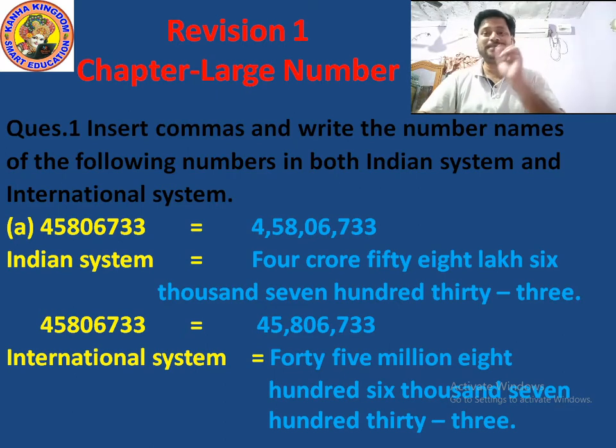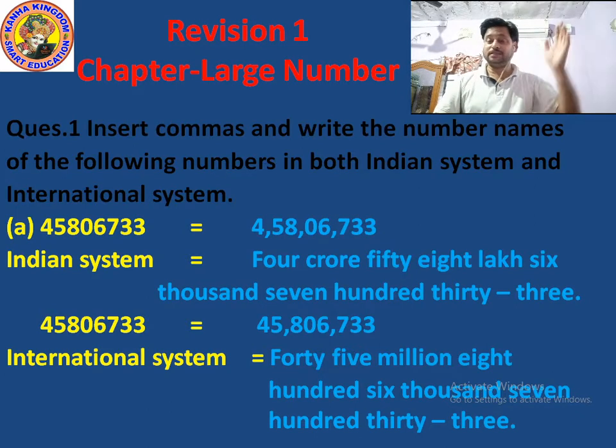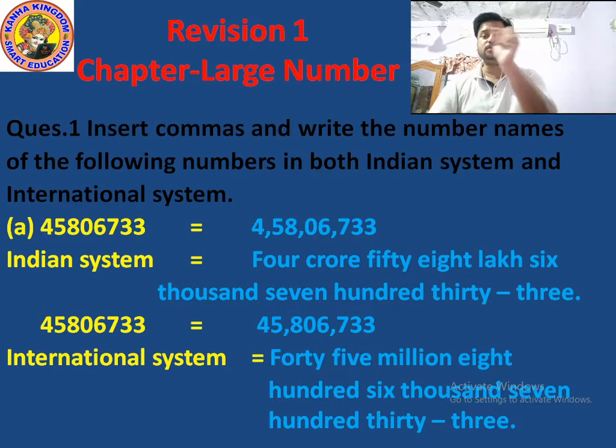So exactly how you put commas like this from the left hand side. Here you start from the right hand side, but from the left hand side how do you insert commas? 45 comma 806 comma 733. So if you count from the right hand side, you count 1 2 3 comma, 1 2 3 comma, then 1 2.